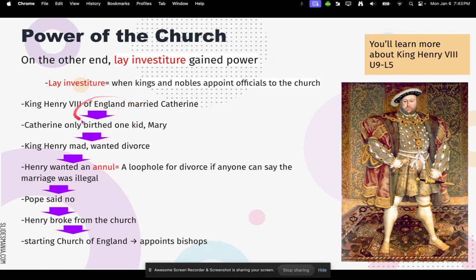So King Henry VIII of England, that dude right here. One of his jobs as king is to produce a male heir to become the next king. So he marries a woman named Catherine. Now, Catherine only gives birth to one child in her life, and that child's name is Mary. King Henry is really, really mad because Mary is a girl, so he wants a boy to be the next king. And Catherine didn't have any more children with him, so he wanted to divorce.